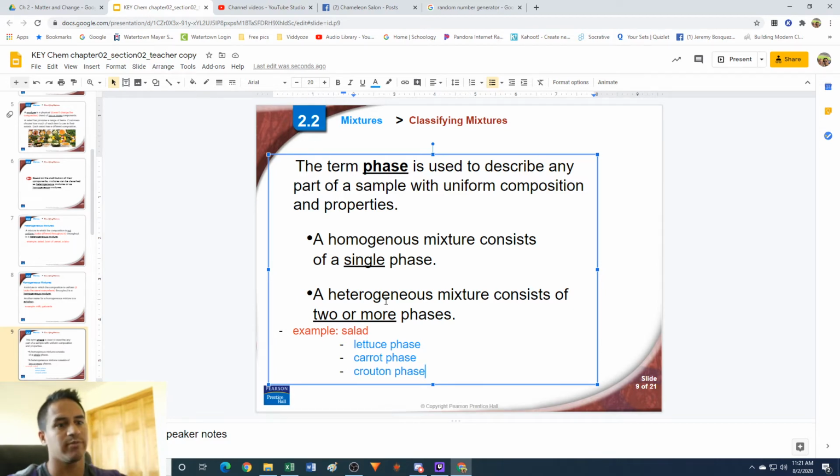So if you wanted to talk about a particular heterogeneous mixture and you said, oh yeah, that part that's dark, or that brown part, it's not very descriptive, right? We could say, oh yeah, I'm talking about the lettuce phase in particular, which is just all of the lettuce or all of the carrots or something like that. So, okay. All right.